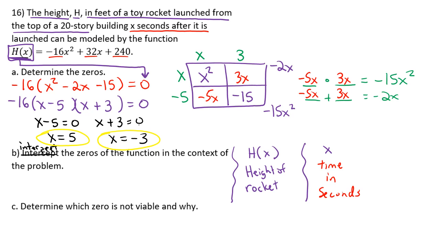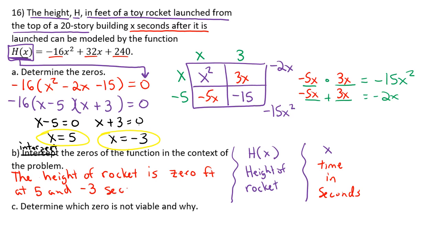So let me get a better color. The height of the rocket is 0 feet at 5 and -3 seconds.